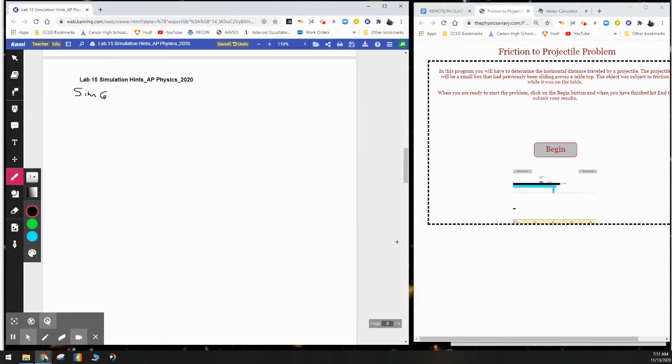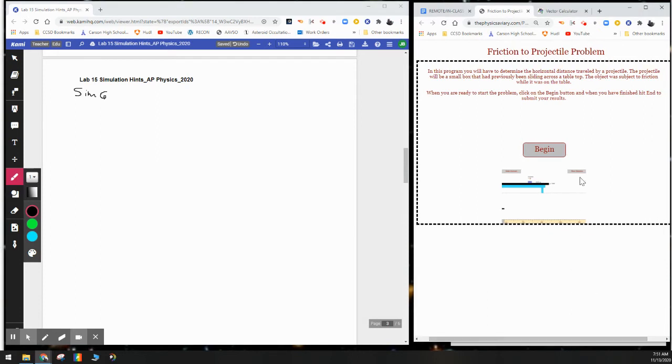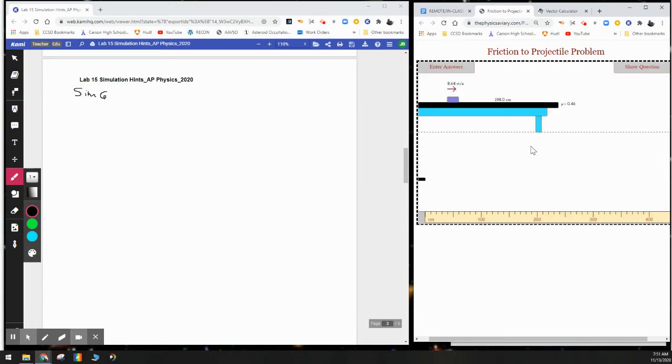Hey, class, we're now on simulation number 6, friction to projectile motion. In this program, you will have to determine the horizontal distance traveled by a projectile. The projectile will be a small box that had previously been sliding across a table. The object was subject to friction while it was on the table. Okay, so let's take a quick look here.